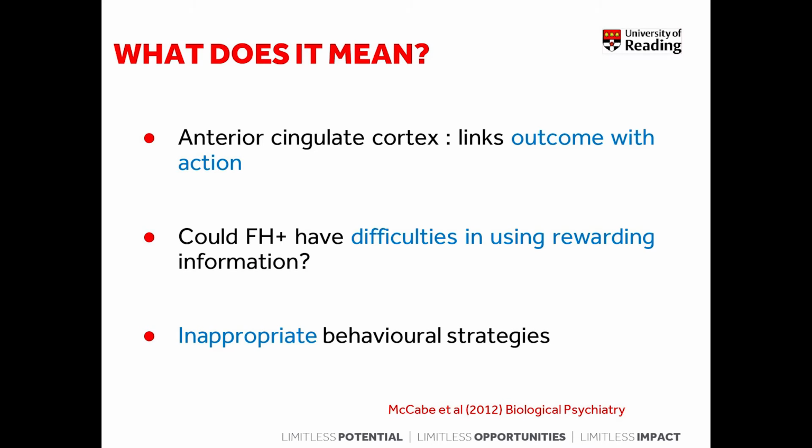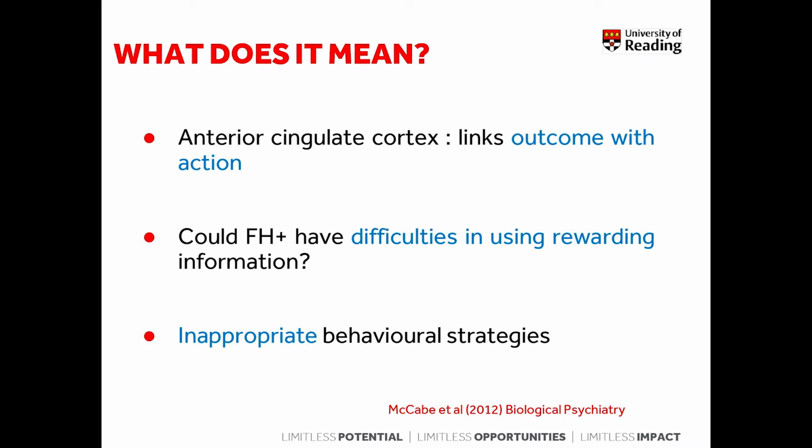The particular brain area that I highlighted here is called the anterior cingulate cortex. Don't worry too much about what it does. I'll tell you what it does. It's involved in decision making, in the processing of rewarding information. It links outcome with action. So basically, it's a part of the brain that allows us to assimilate lots of different pieces of information and to go after our goals when we're making decisions.